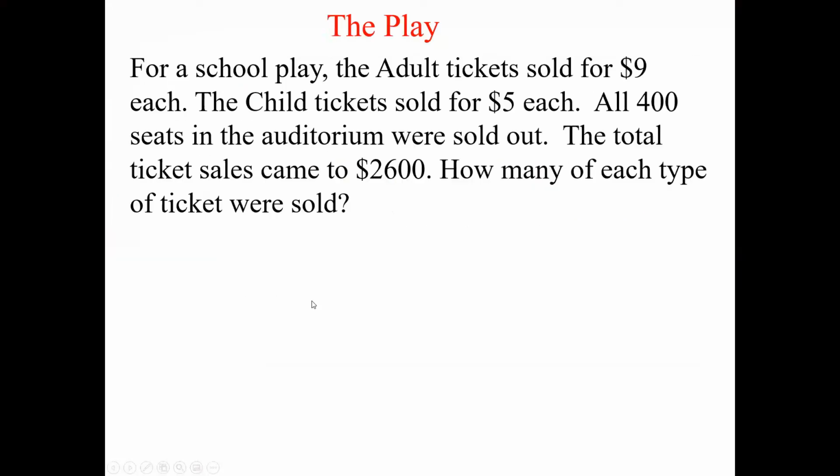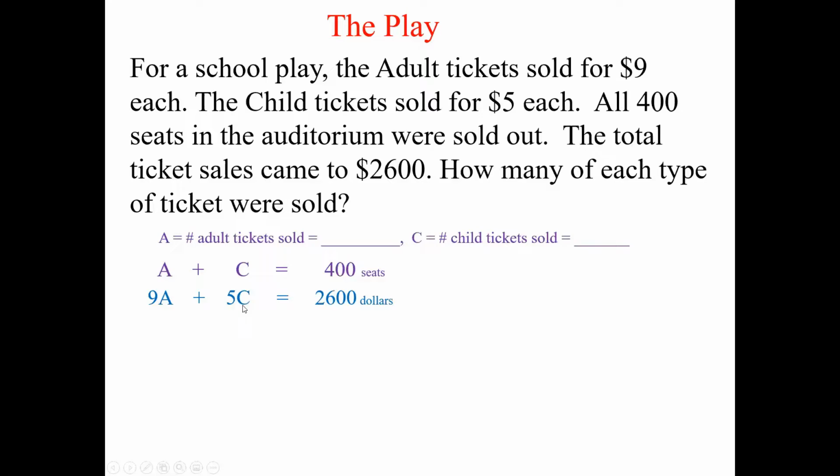Okay, now this is where we left off on Thursday. We did the problem of the school play. Okay, $9 tickets, $5 tickets, 400 tickets. Now, the cost for 400 tickets was $2,600. So in this case, we've got A for the adult tickets, C for the child tickets, A plus C equals 400 seats.